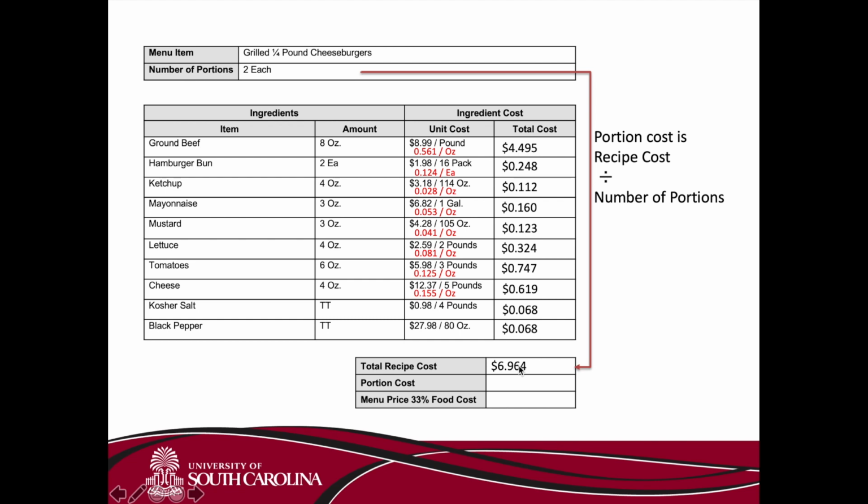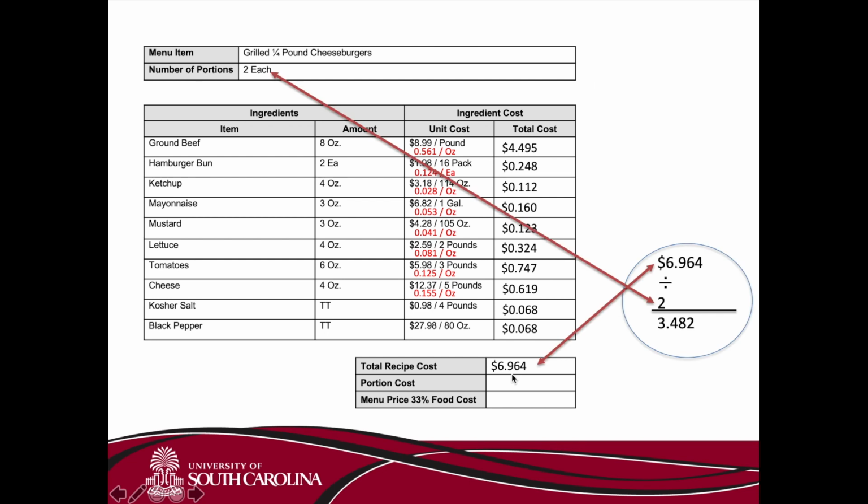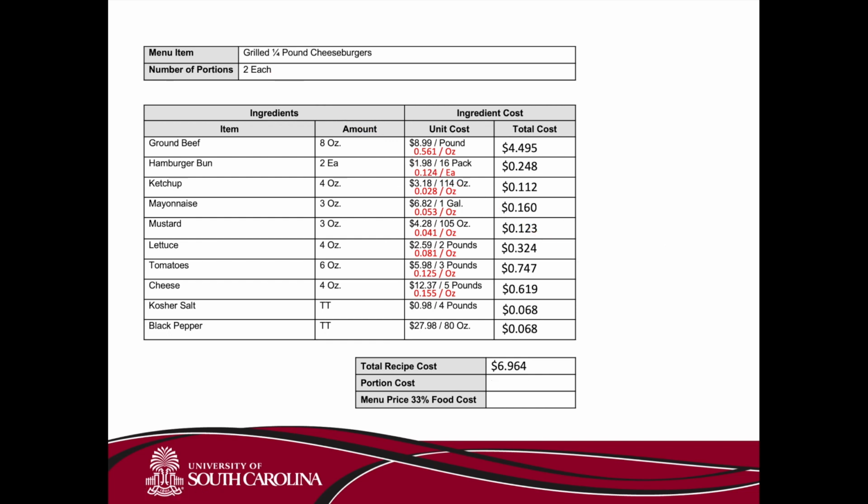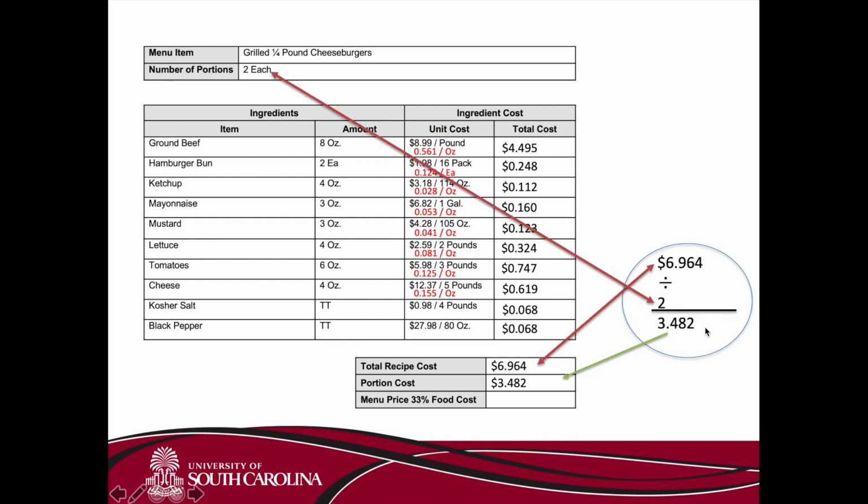So what we're going to do is take our total recipe cost and divide it by our number of portions, which is right here, okay? So this number, the total recipe cost divided by how many the recipe makes, gives us our $3.48, okay?